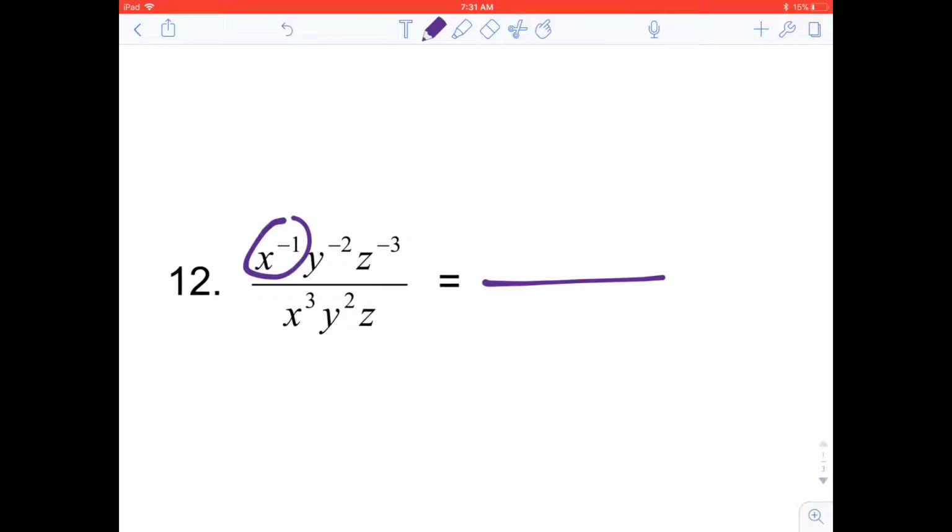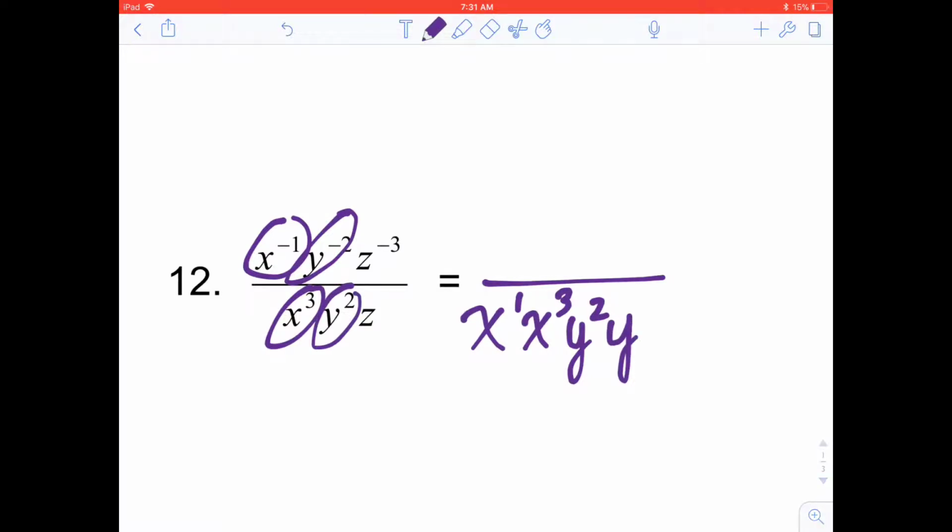We'll start with our x to the negative 1. It's going to become x to the positive 1. And then I have x to the 3rd on bottom, so we're going to make that x to the 3rd. Y to the negative 2 is up top, and then I'm going to change that to positive 2 on bottom, but you have to put that with this y to the 2. Z to the negative 3 is up top, so it's positive on bottom. Put that with the z. Put everything over 1, and then you have to go back and use your multiplication laws here.